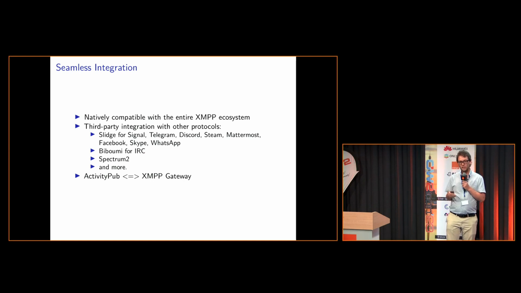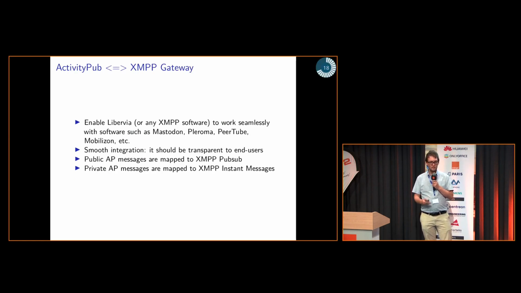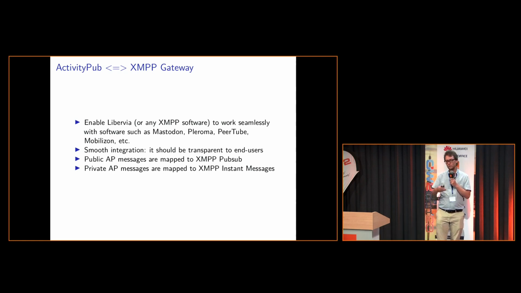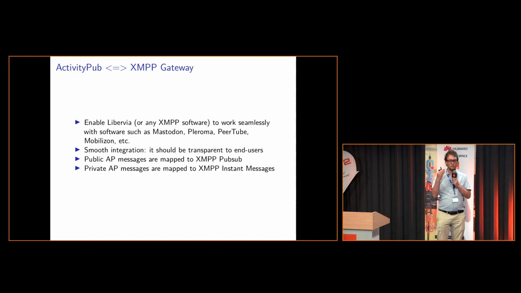And Libervia itself has implemented an ActivityPub to XMPP gateway. So what is ActivityPub? ActivityPub is a protocol which is behind popular software like Mastodon, that you have probably heard a lot about with what happened with Twitter in the last year. Mastodon, Pleroma, PeerTube, which is an alternative to YouTube, Mobilizon. And so thanks to this gateway, any XMPP software can communicate with any ActivityPub project in both directions.